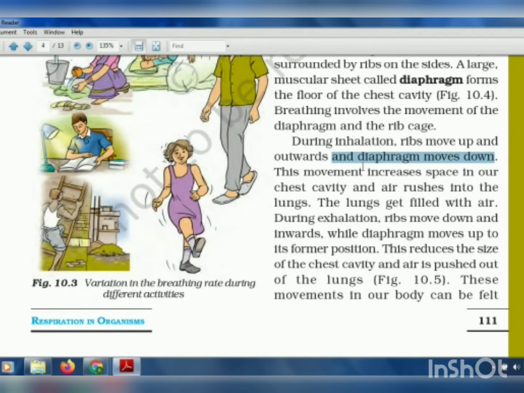The opposite thing happens in exhalation. The ribs move down, coming back to their position inwards, while the diaphragm moves up to its former position, and this reduces the size of the chest cavity. As the size has decreased, the air is pushed out of the lungs.